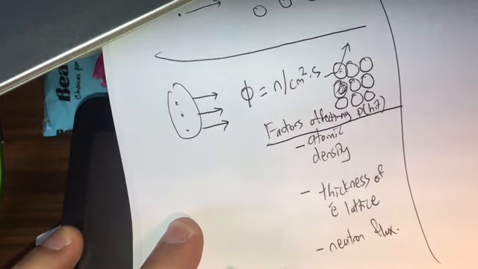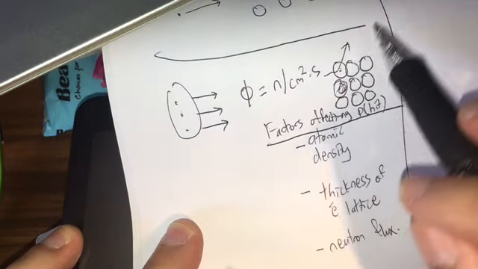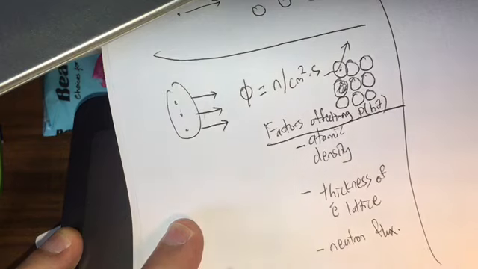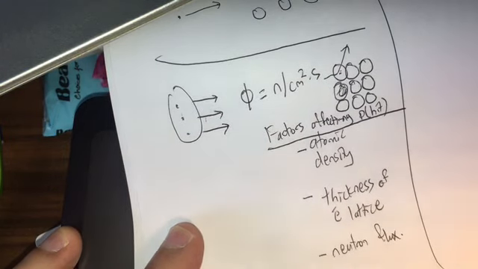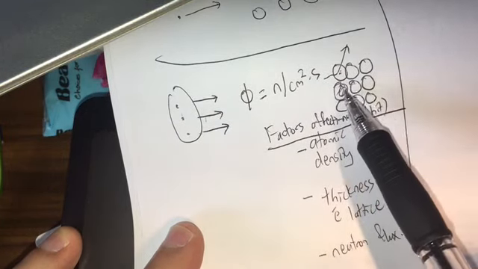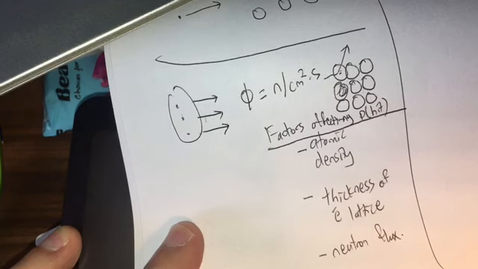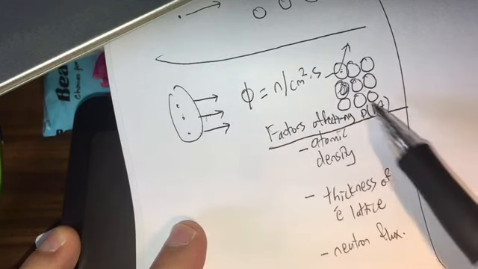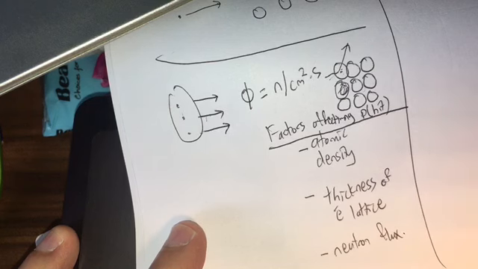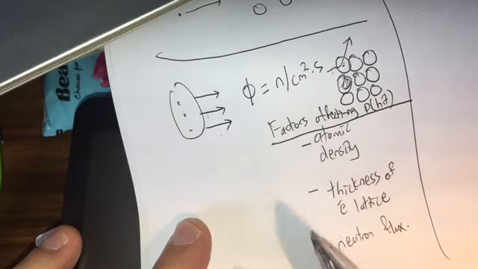So the probability of the scattering event occurring also depends on the flux. Now this one's quite intuitive. The more neutrons you have hitting this lattice, the higher the probability of this scattering interaction taking place, because more neutrons means more knock-ons. Anyway, so how do we factor all these in?